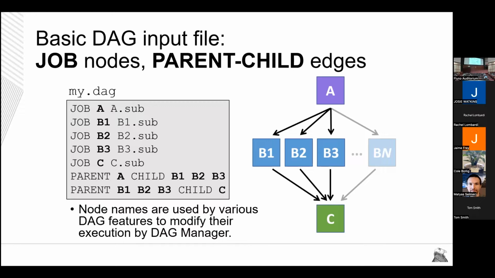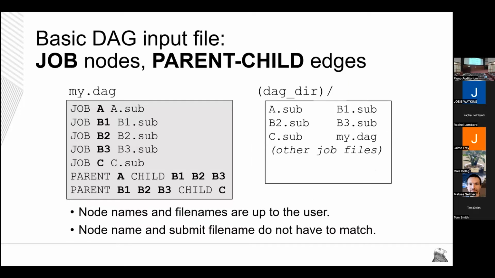And you get to decide what the node names are. So the node names and the file names are completely up to you. You don't even have to call it .dag, that's just a convention. You've seen submit files referred to as .sub, that's also convention, mainly to make them human recognizable. But otherwise, all of this is up to you. The node name and the submit file name don't have to match, but I will have them match in these examples just for simplicity, so it's really clear to you which job nodes correspond to which submit files.